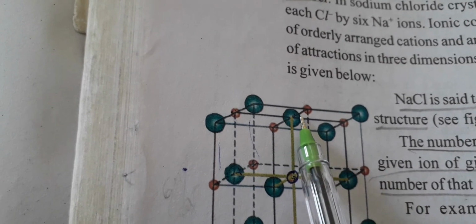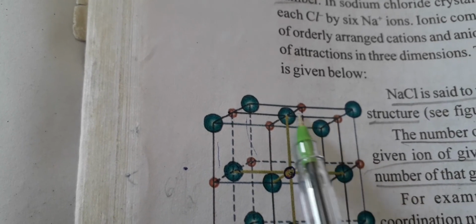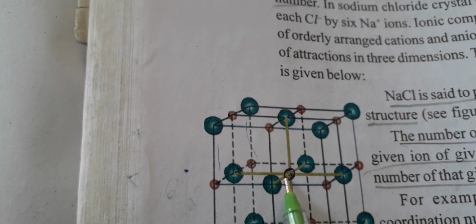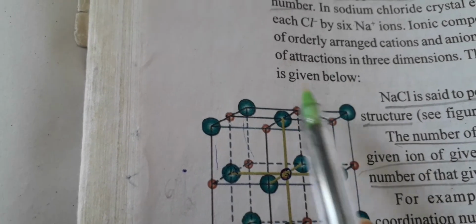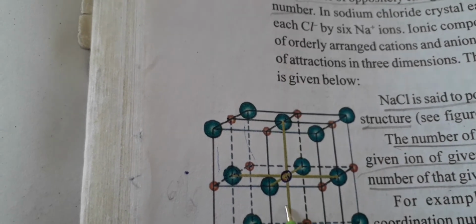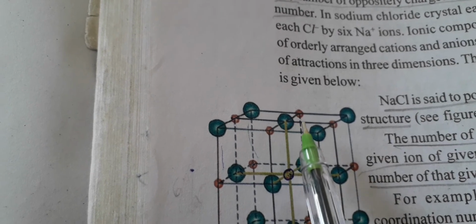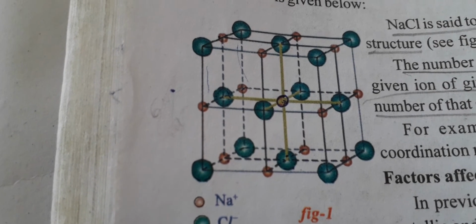Similarly, if you take this chlorine here, 4 Na+ ions are there, so 2 plus 2, 4. This is 5. And if you had completed this structure, you would get one more Na+ here also. So each chlorine is surrounded by 6 Na+, and each Na+ is surrounded by 6 chlorine atoms. So please take a screenshot and practice to draw the diagram. The diagram is also important.